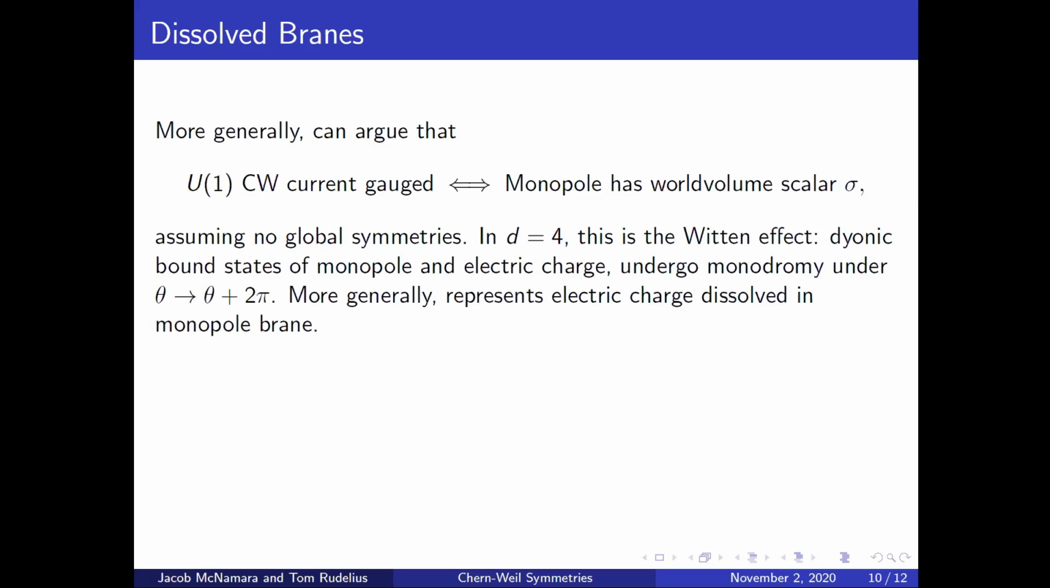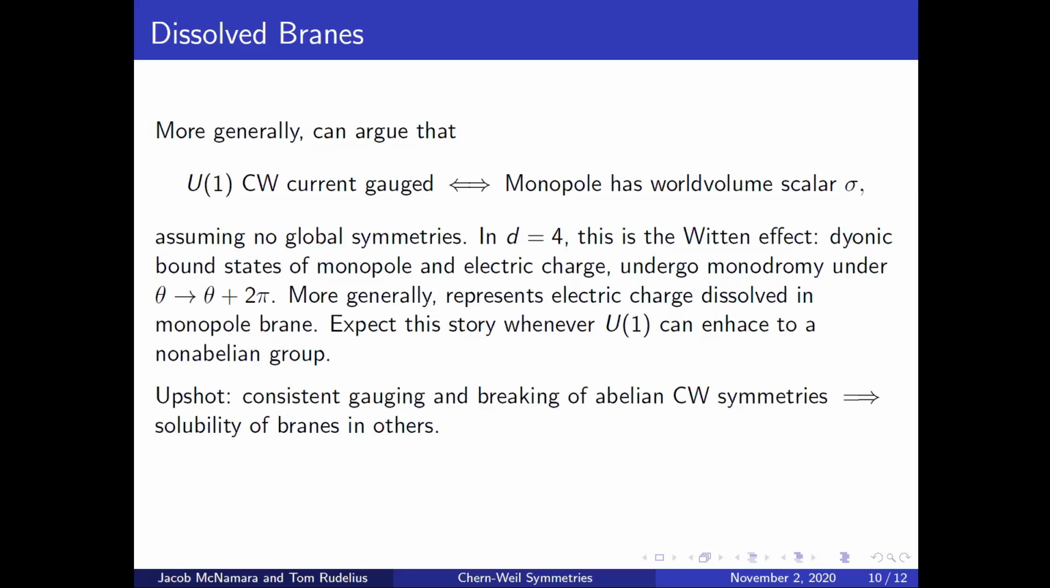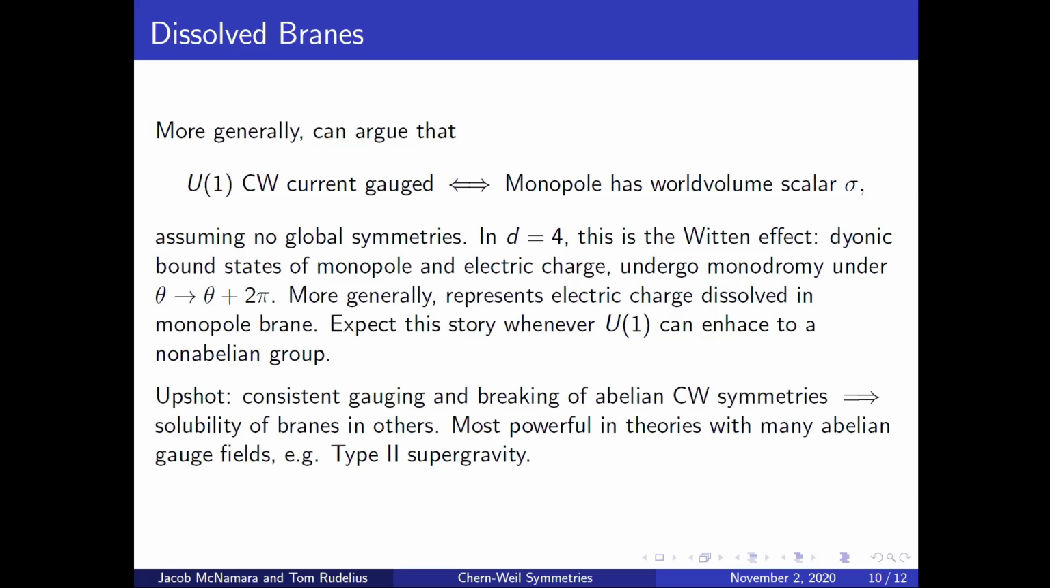More generally, in higher dimensions, the monopoles are higher dimensional branes, and this says that we can dissolve electric charge in the monopole brane. I should say we should expect this story in any case where U(1) can enhance to a non-abelian group. So any U(1) that has the potential somewhere in moduli space to enhance should have this story. One upshot of this is that the consistent gauging and breaking of abelian Chern-Weil symmetries tells us a lot of details about the solubility of various branes in other branes. And of course, this is most powerful in theories with a lot of abelian gauge fields, like type II supergravity.